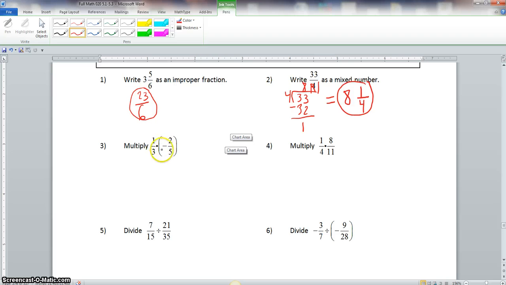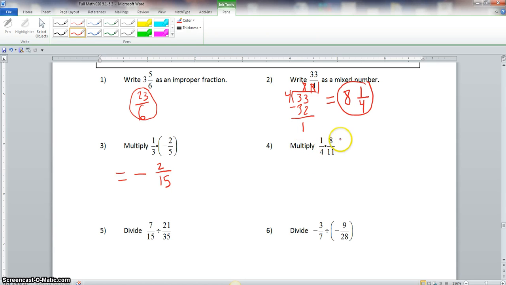We have 1/3 times a negative 2/5. Now remember, when we multiply, we can multiply straight across. But first, let's look at the signs here. We have a positive times a negative, which we know is a negative. Then we will multiply our numerators. 1 times 2 is 2, and 3 times 5 is 15. So our final answer here is a negative 2/15.